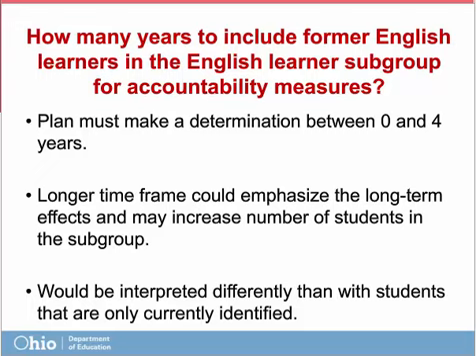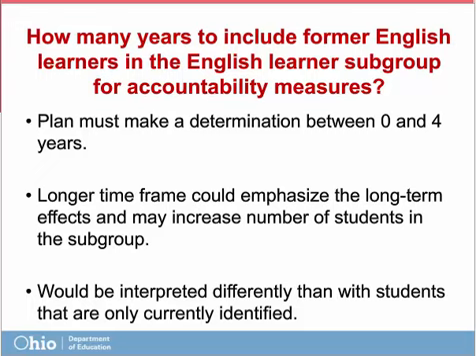Others say that the calculation doesn't provide an accurate current description of the status of the students who most recently are receiving support if it includes former EL students. Another consideration is about subgroup size. As you know, we only evaluate a subgroup of students if that group meets the minimum size for evaluation. Right now, that minimum size is 30 accountable students.